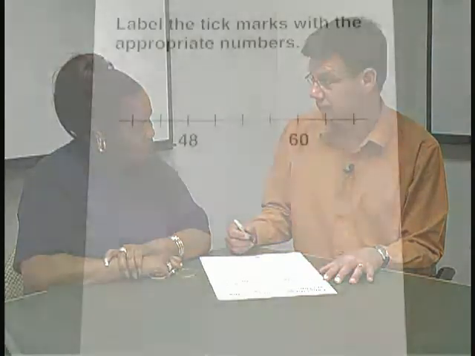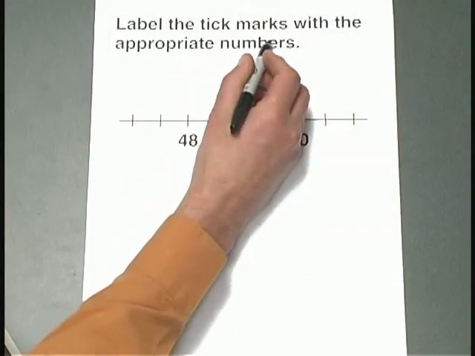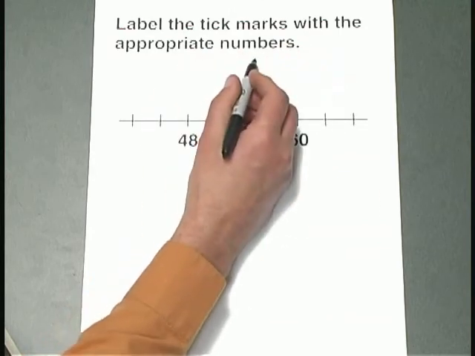Latanya, let's look at this problem that involves labeling the tick marks on a number line. We need to think about the distance between numbers on the number line, and we also have to think about how many spaces are in between those numbers. Label the tick marks with the appropriate numbers.